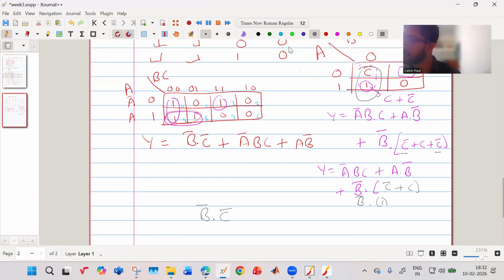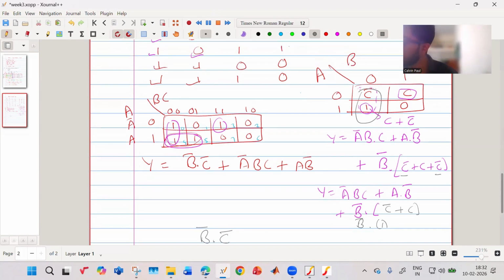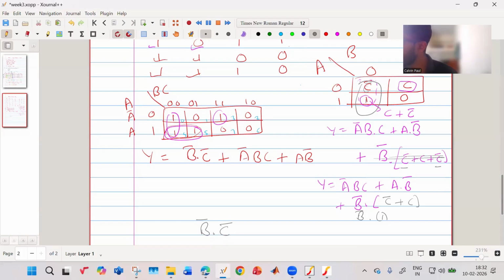So what you look into is if it is a C bar and if it is 1, you can write that 1 in terms of C bar and C, and you can combine that. And when you combine that, you have to write it in terms of that variable which is there, that is C bar. So that is why I'm getting it in terms of B bar and C bar. Okay, so this part was wrong. You just have to write it as B bar and C bar.